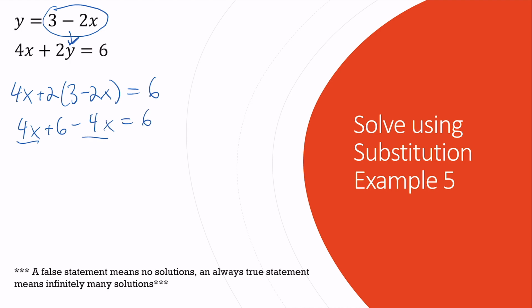I combine my like terms, 4x minus 4x, that cancels out. I get 6 equals 6. This is a true statement. And before, when we were solving equations and we found a true statement, that meant that there were infinitely many solutions.